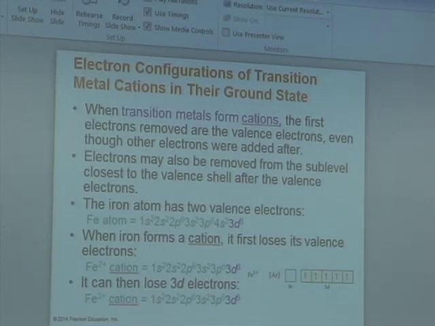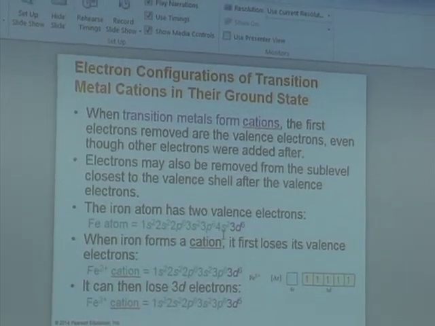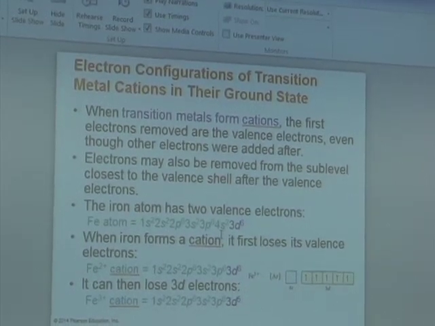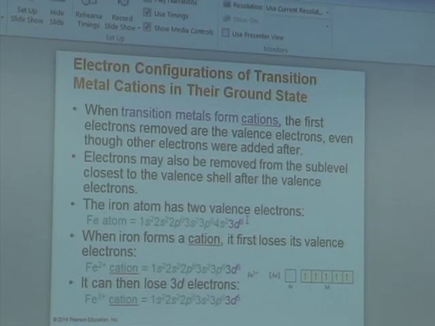So what transition metals form cations? If we take a look at iron, because iron is such a physiologically important ion in our body, iron can form a 2+ or a 3+. So here is the iron atom. Iron is in the 4, 2, 4. So you have 4s2, 3d6.